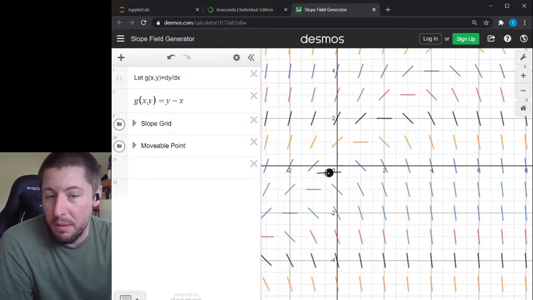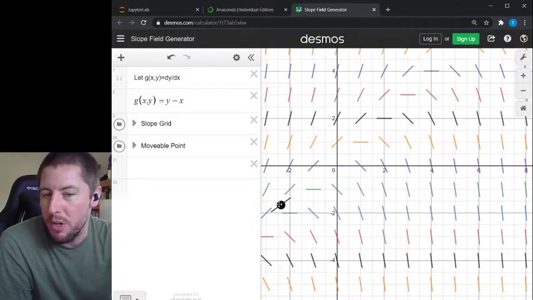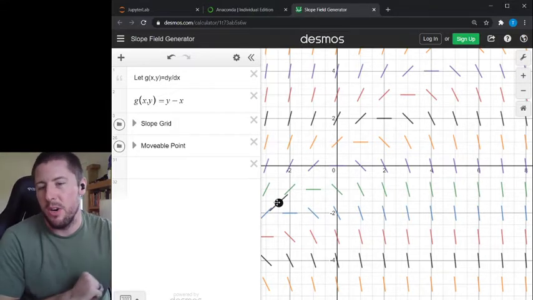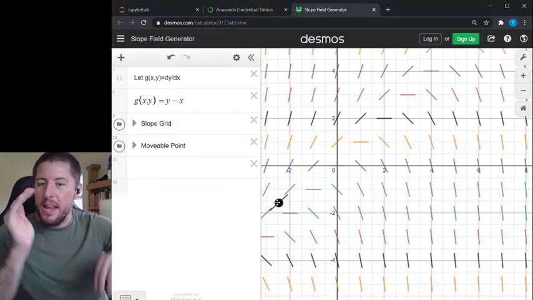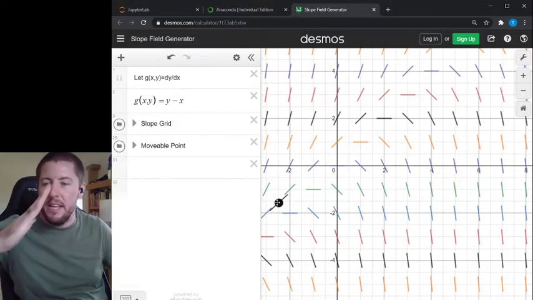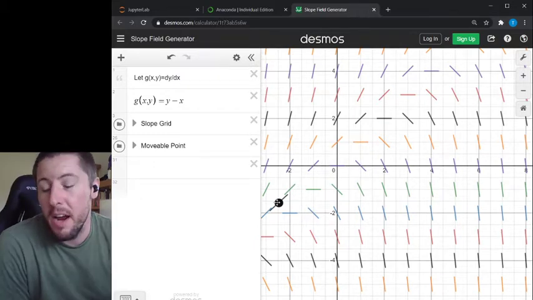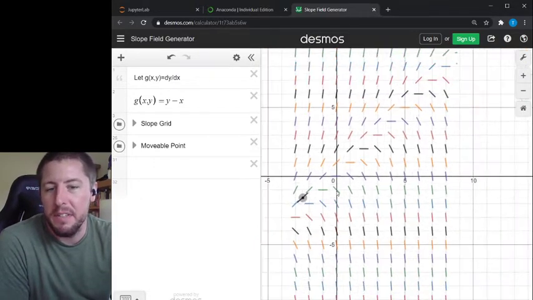So this little tool is maybe really helpful for being convinced that we are going to have solutions that asymptotically approach this linear solution from both sides. It's going to act as a barrier between a bunch of these solutions in the lower right that are going to dip down towards negative infinity and a bunch of the solutions in the upper left that are going to tend up towards positive infinity.